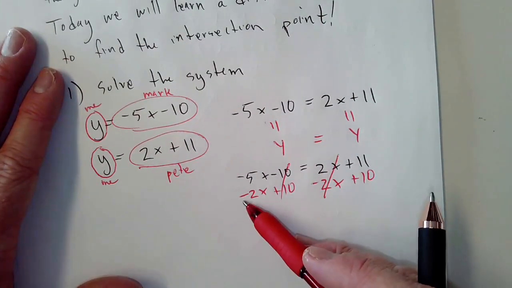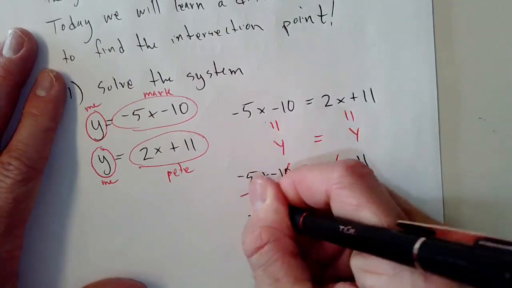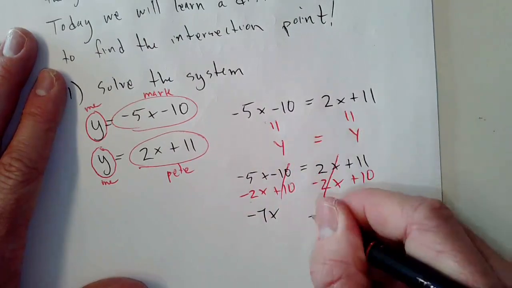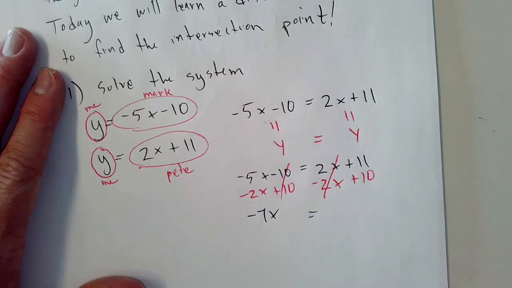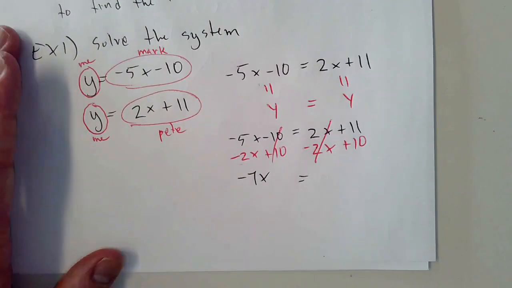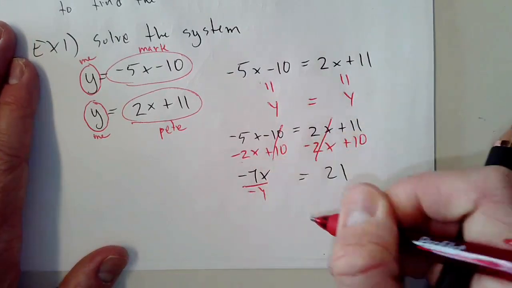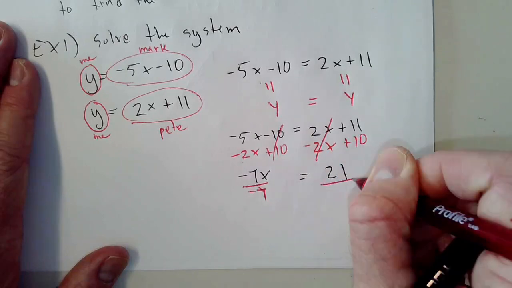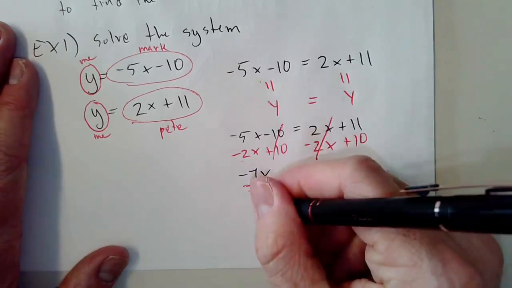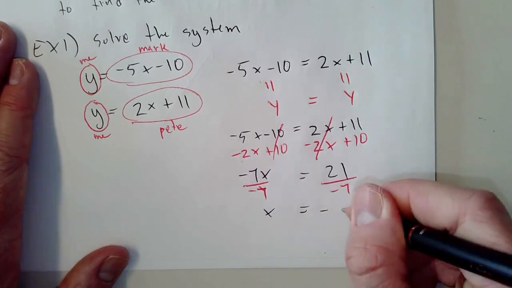Negative 5x minus 2x is negative 7x equals 10 plus 11, 21. Okay, so now we can definitely solve for x. Clear, hopefully, by now. Divide by negative 7 on both sides. And x is negative 3.